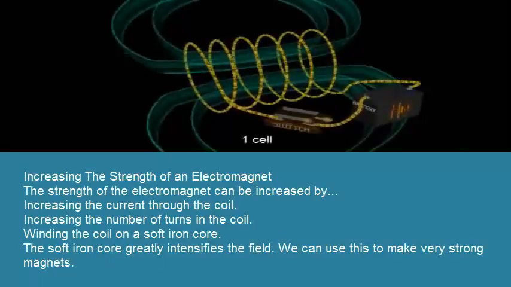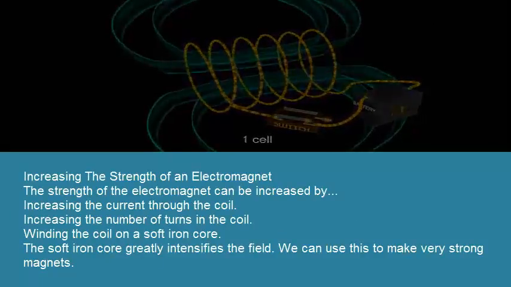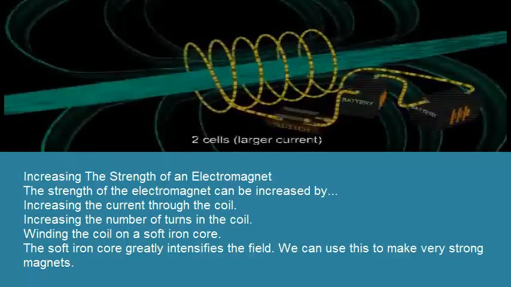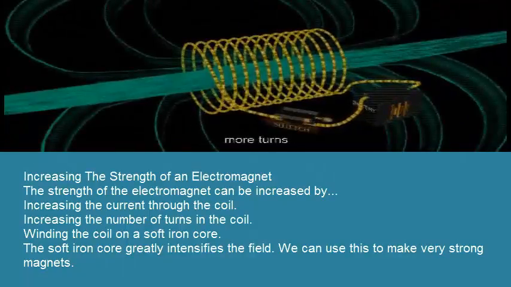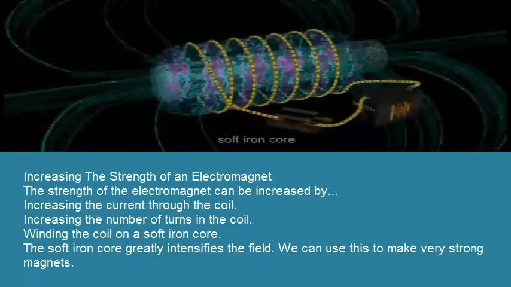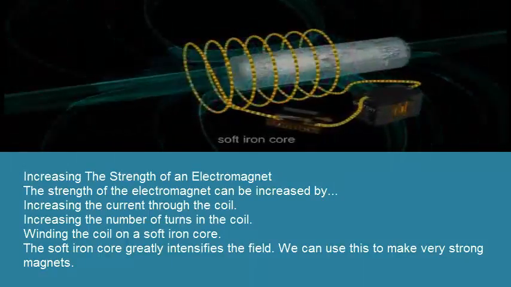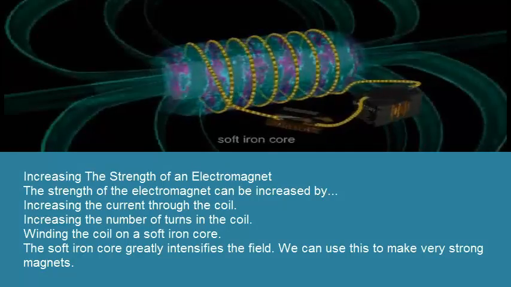The strength of the electromagnet can be increased by increasing the current through the coil, increasing the number of turns in the coil, winding the coil on a soft iron core. The soft iron core greatly intensifies the field. We can use this to make very strong magnets.